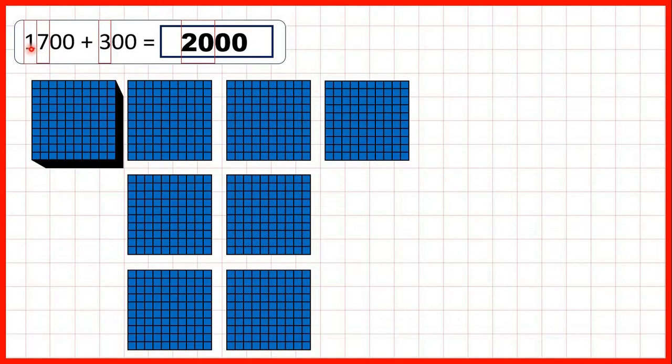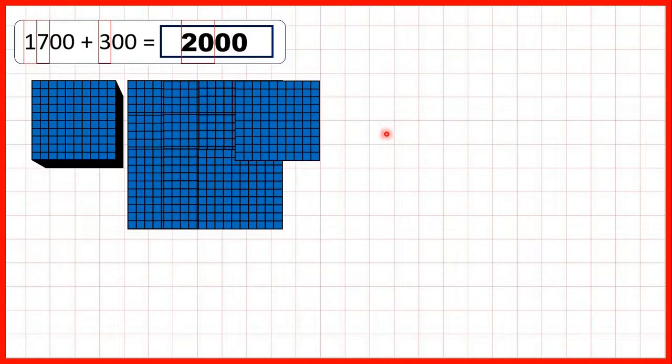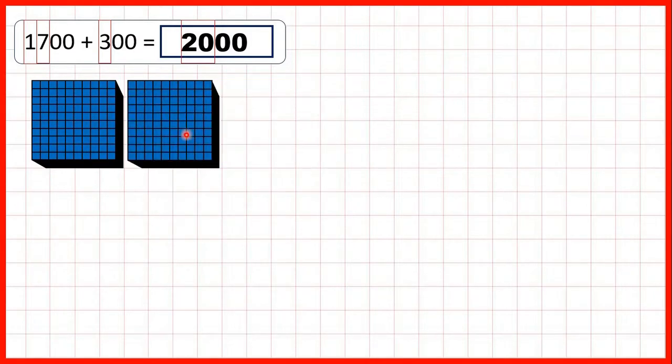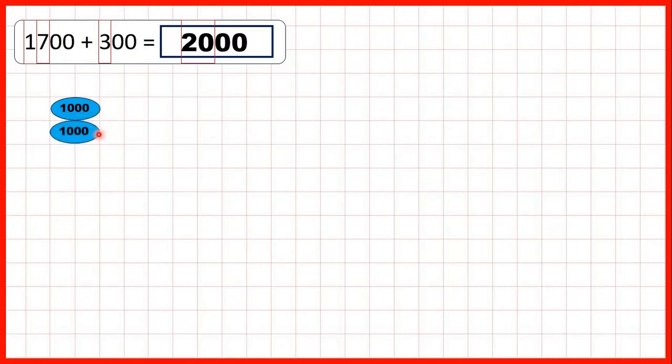Then we had 1,700 plus 300. If we add 3 hundreds, that gives us 10 hundreds, but we can exchange 10 hundreds for 1 extra 1,000, meaning that we get 2,000 as our answer. With place value counters, again, if we start with 1,000 and 700, adding 3 hundreds means we get 10 hundreds, which we can exchange for an extra 1,000.